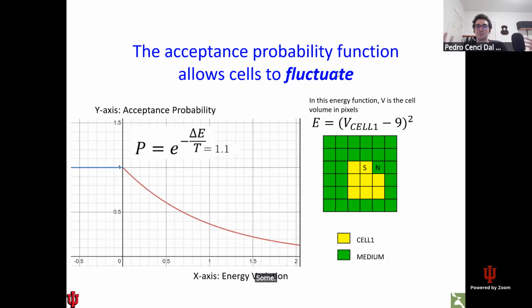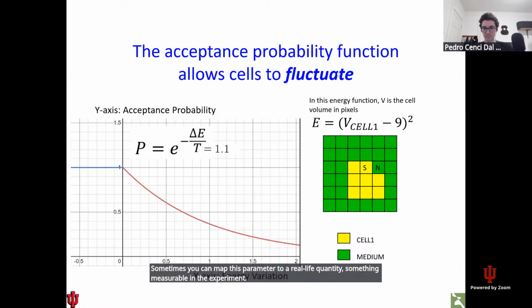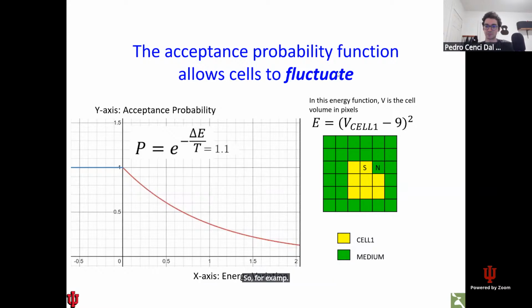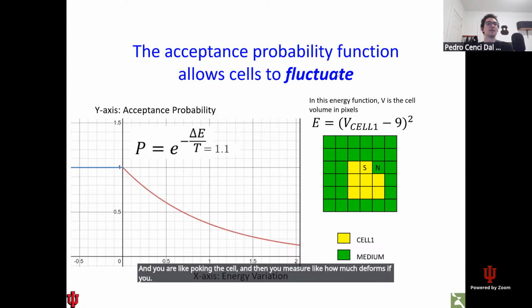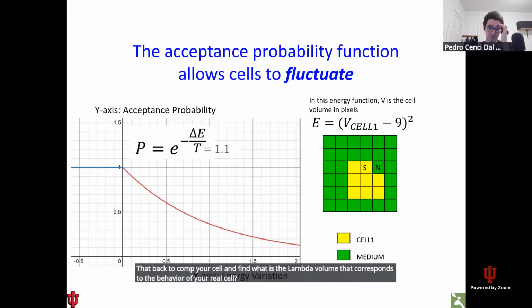Sometimes you can map this parameter to a real life quantity, something measurable in the experiment. So for example, if you have a cell in an experiment and you are poking the cell and then you measure how much it deforms if you squeeze it, etc., and you extract a bunch of metrics, you can map that back to CompuCell and find what is the lambda volume that corresponds to the behavior of your real cell. This is possible to do.